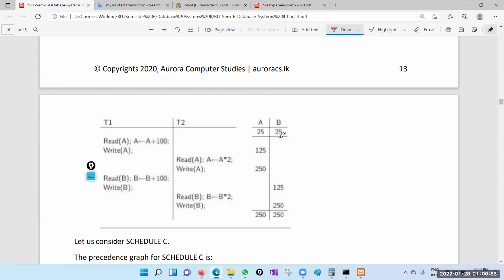Again, we are starting at 25, 25. You are adding 100, 125. Now you are multiplying A by 2, 250. Now you add 100 to B, 125. You multiply it by 2, 250. So this is your final result. Now see whether we have cyclic dependencies. Now we have to draw a precedence graph and see whether this is serializable.